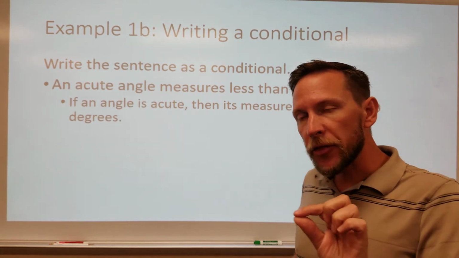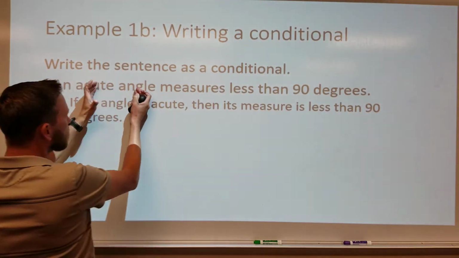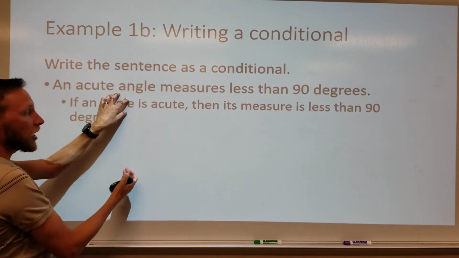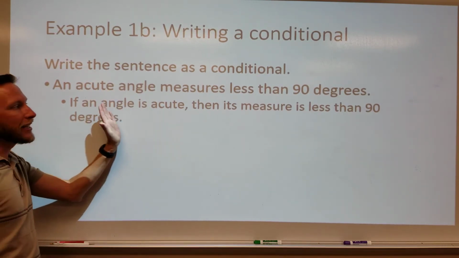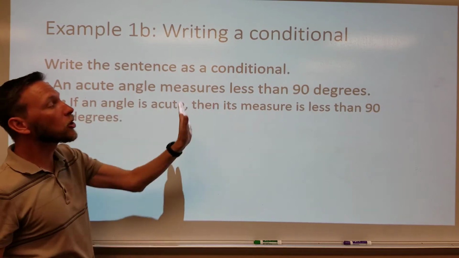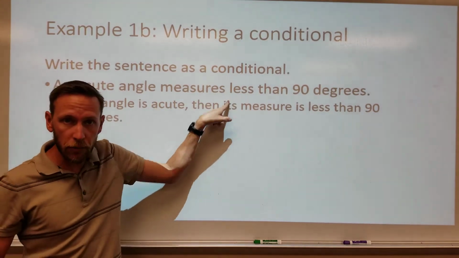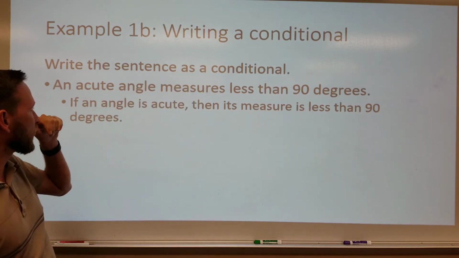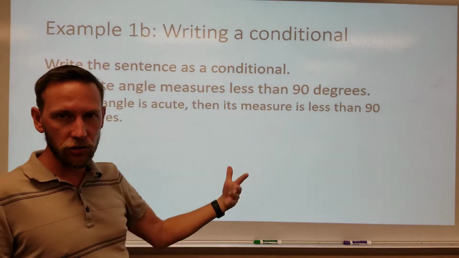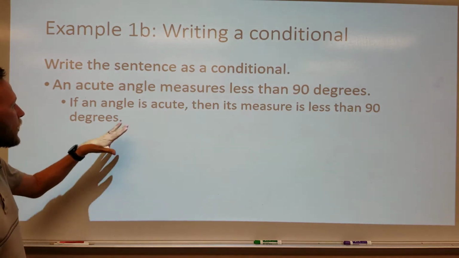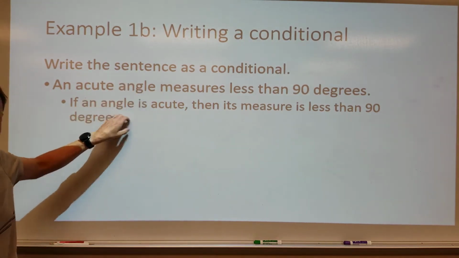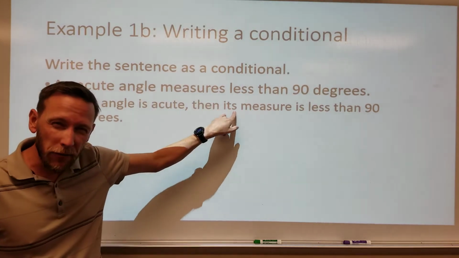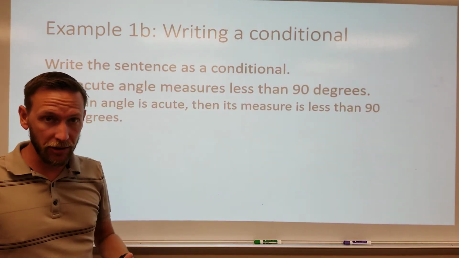Now notice a couple things. Notice that I'm using an actual noun here, an actual subject for angle. But then in the conclusion, I'm allowed to use the pronoun it instead of the angle. I don't have to say if an angle is acute, then the angle measures less than 90 degrees. Instead, I use the word for the subject, but then I can use the pronoun for that subject in the second part of the sentence.